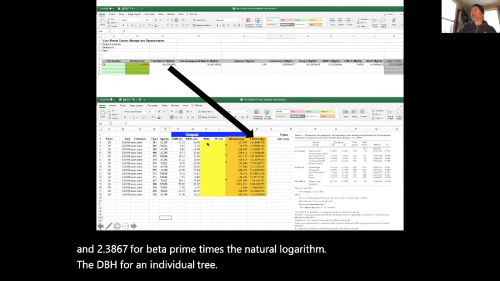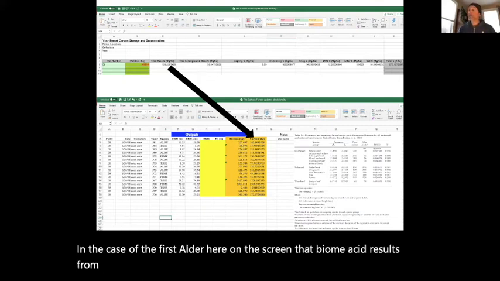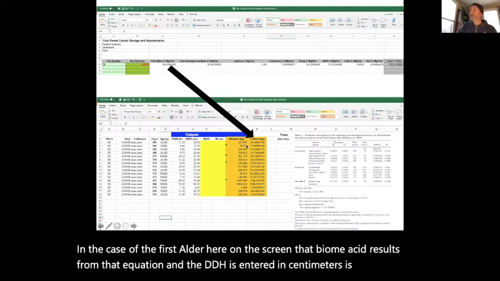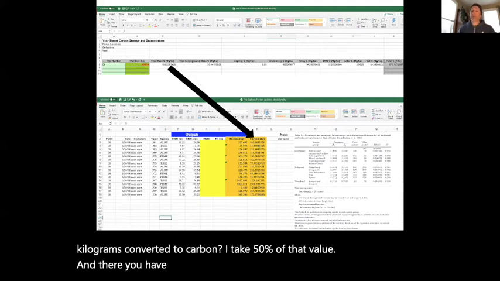In the case of the first alder here on the screen, the biomass that results from that equation, and the dBH is entered in centimeters, is 327.697 kilograms. Converted to carbon, I take 50% of that value, and there you have it. And so we've done that for all our trees.